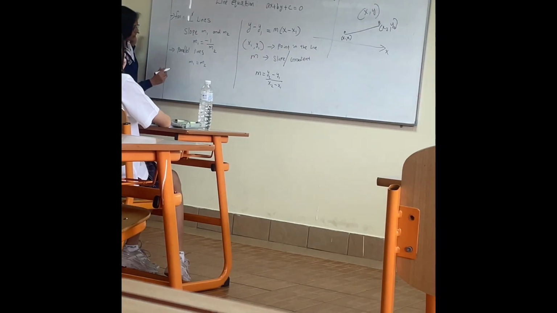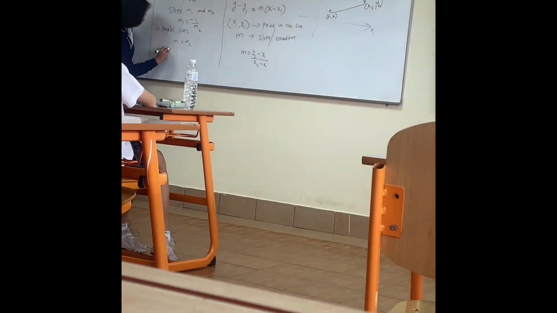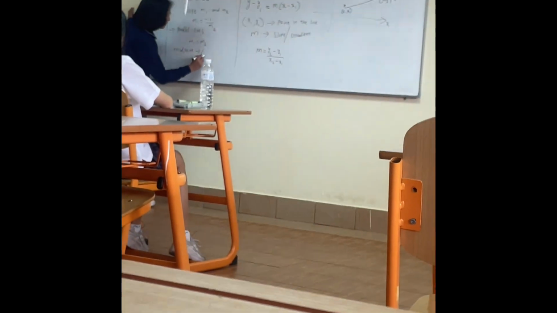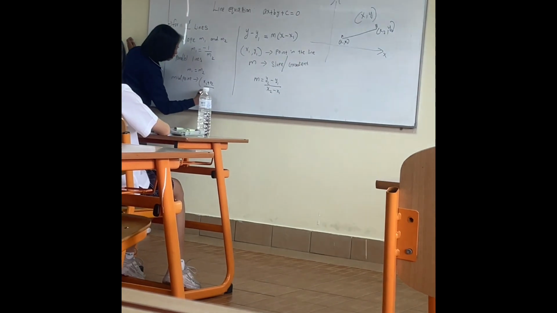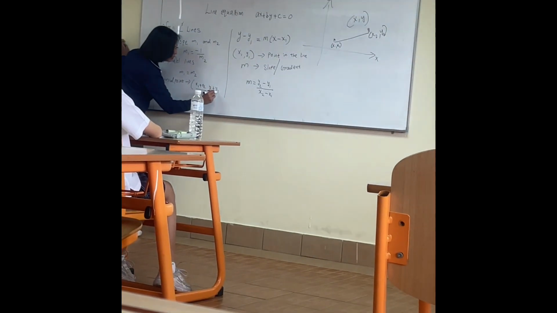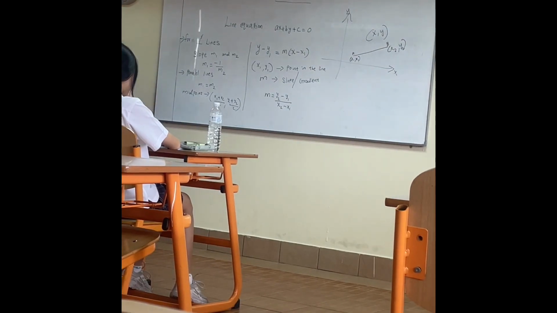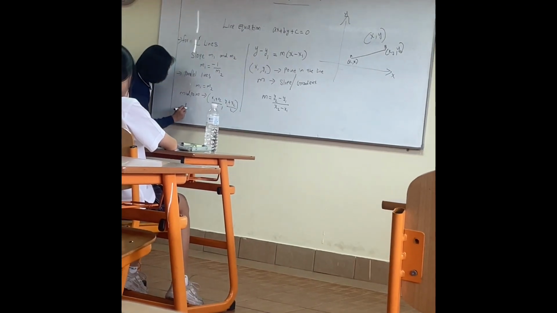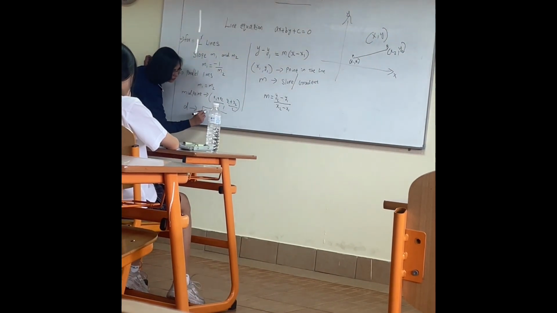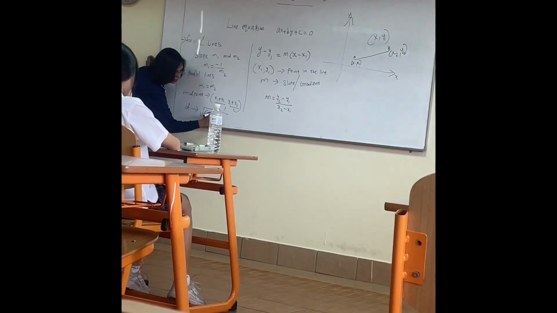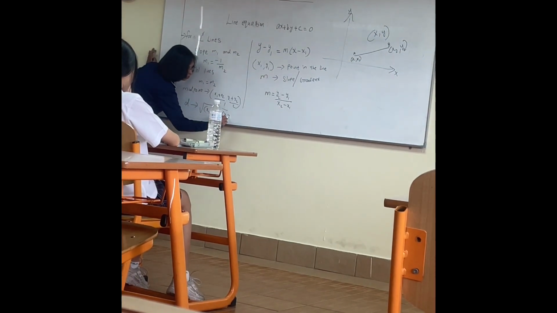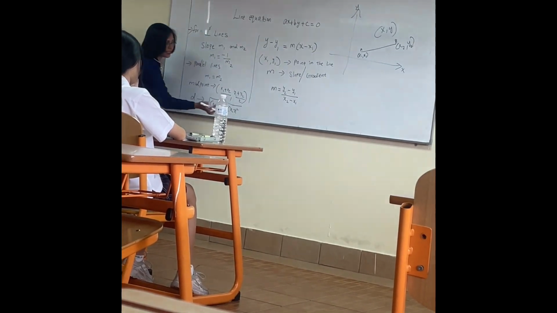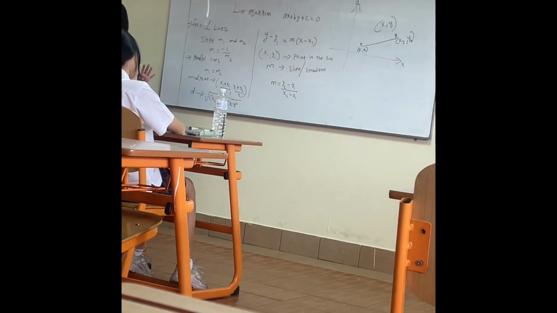Okay, and what is midpoint? What is the formula for finding midpoint? x1 plus x2 over 2 and y1 plus y2 over 2. Okay, understand? And what is the distance formula? Square root of x2 minus x1 whole square plus y2 minus y1 whole square.